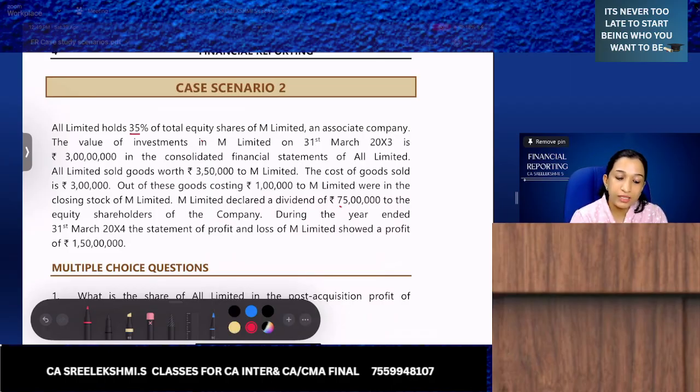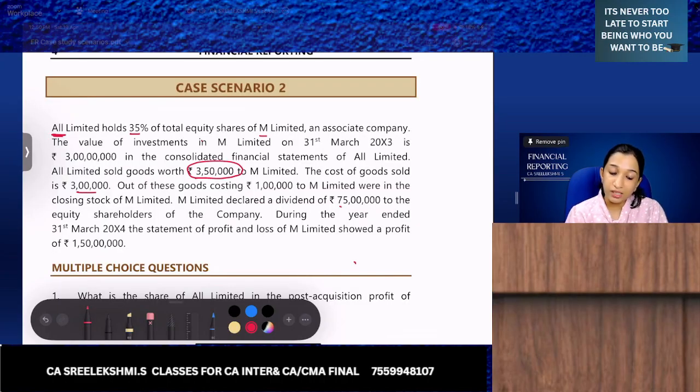A Limited holds 35% of total equity shares of M Limited, an associate company. So A Limited is the investor and M Limited is the investee associate. The value of investments is 300 lakhs in CFS. The investor sold goods worth 3,50,000 to M Limited. Cost of goods sold is 3 lakhs.